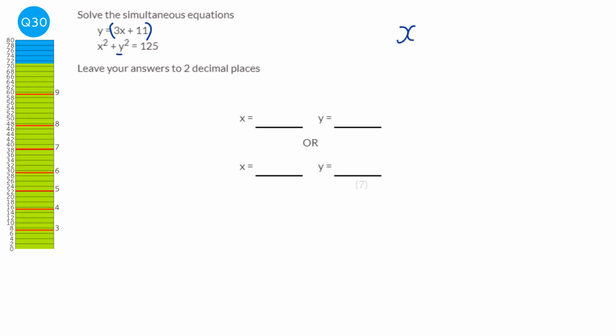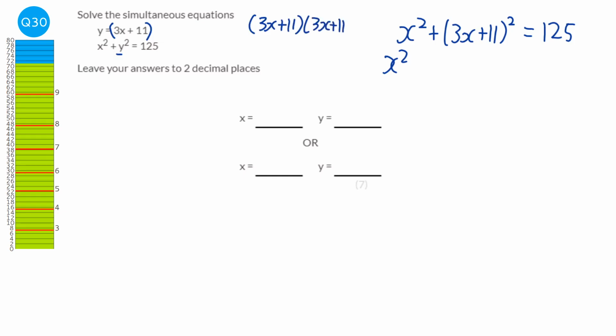So we've got x squared plus, and instead of y, I'm going to say what the first equation is. I'm just going to replace it for what y equals in the first equation, which is 3x plus 11. And it's y squared, so it's that squared, equals 125. Okay. Now we need to expand the brackets there. You can use any method you want. And don't forget, when you square brackets, that's just going to be 3x plus 11 brackets 3x plus 11.